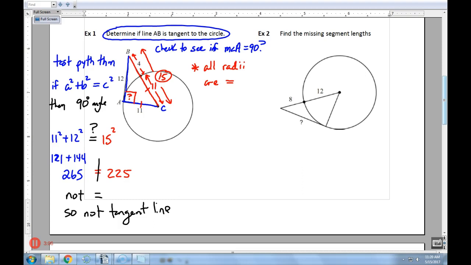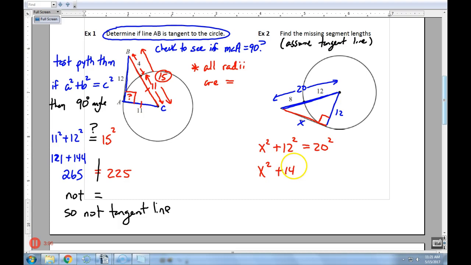The next one says find the missing segment lengths, and we are going to assume that we have a tangent line on this one. So I've got to make this work out. Ultimately, I'm trying to figure out x. Since this part is 12, I know this part is 12. This whole side out here is going to be 12 plus 8, or 20. So I know two sides, but I'm missing this piece right here that we're going to call x. And we know that this is 90 degrees, so we can use the Pythagorean theorem. So x squared plus 12 squared equals 20 squared.